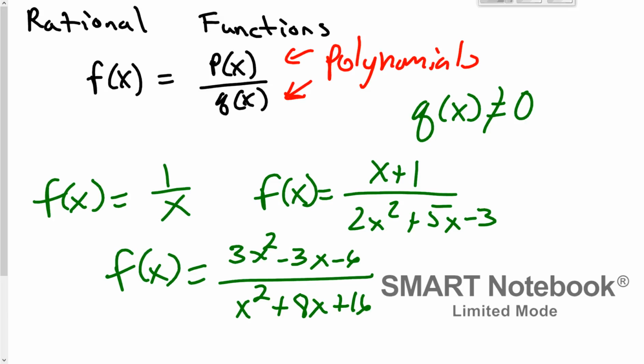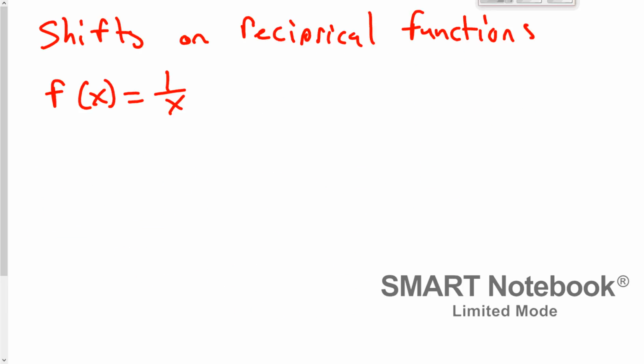So first we want to start out looking at this one right here, and that's called the reciprocal function. So we'll take a look at that one first. Here's our reciprocal function, and we're going to look at the shifts and how it moves. So here's the most basic. Just like the most basic quadratic is f of x equals x squared, here's the most basic rational function.